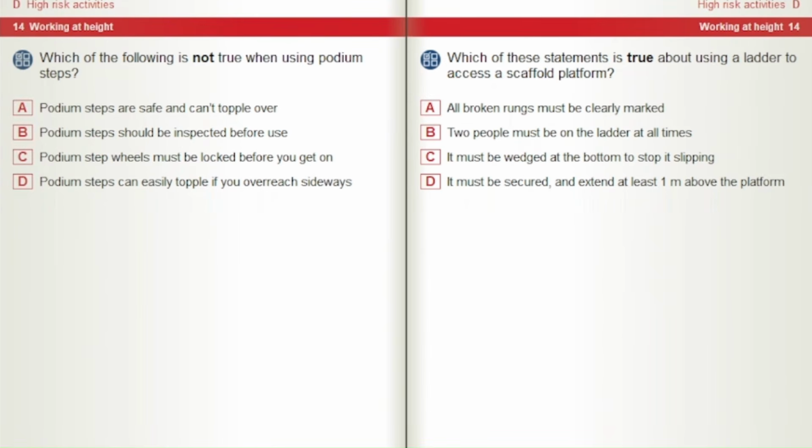Which of these statements is true about using a ladder to access a scaffold platform? All broken rungs must be clearly marked. 2 people must be on the ladder at all times. It must be wedged at the bottom to stop it slipping. It must be secured and extend at least 1 metre above the platform.